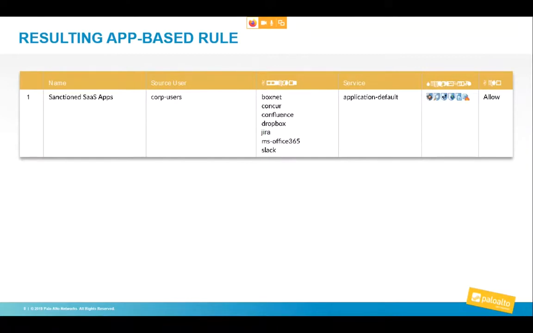So, for example, when you're looking at these results, you're going to have one rule that has taken maybe 16,000 or maybe 100 rules down into one rule. And you can easily make sense out of this rule. For example, this is a sanctioned SaaS applications rule for the corporate users, and you can see all this list of numbers that have been written down. Then the other component is service application-default. This is very helpful because it helps you focus on what you intended.